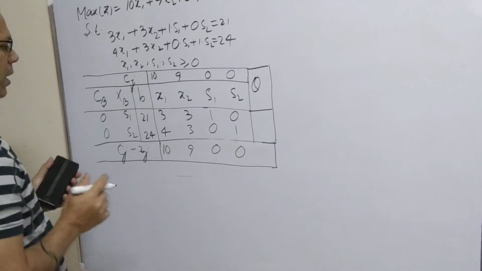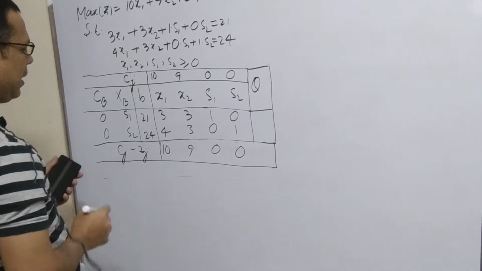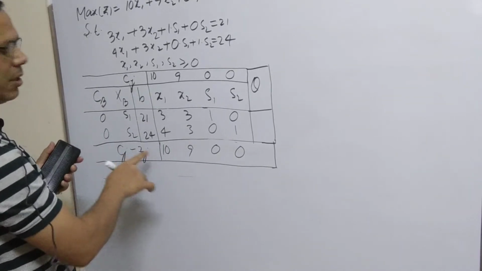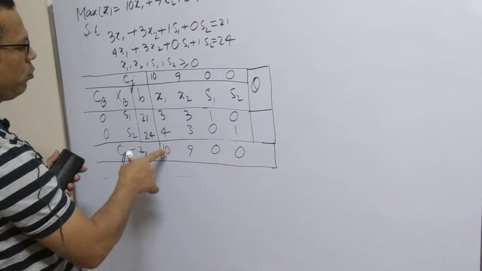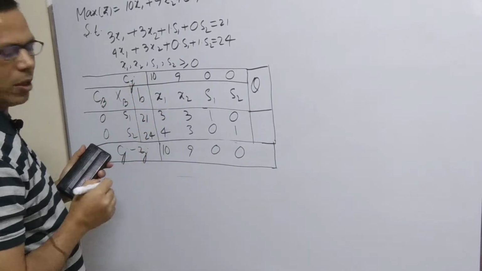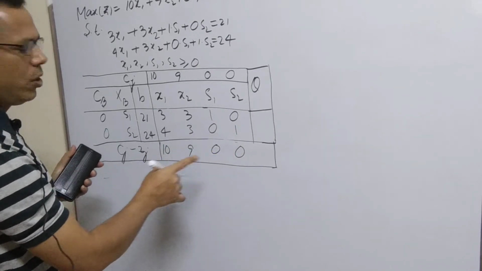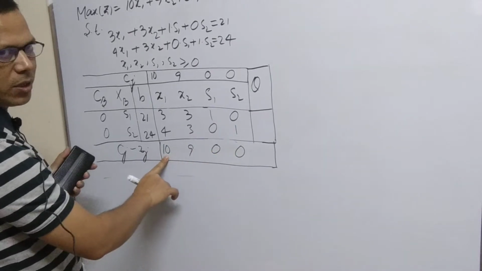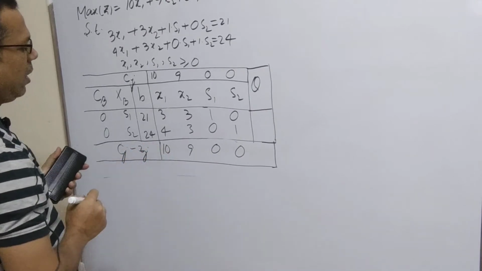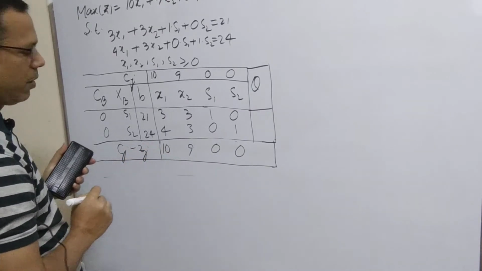So now table 1. And what is the meaning of Cj minus Zj? We need to find the largest positive value to get the key column. Out of all these values, which one is the largest positive value? 10 is the largest positive value. So we will consider this 10 to find the key column.